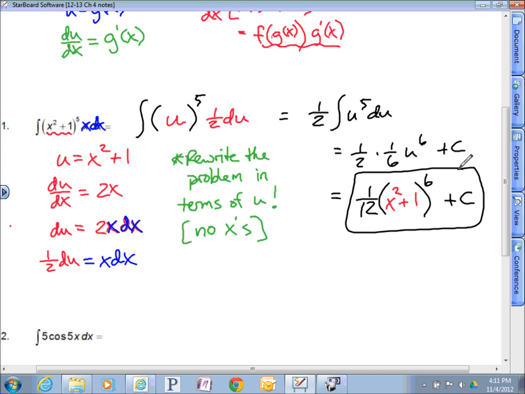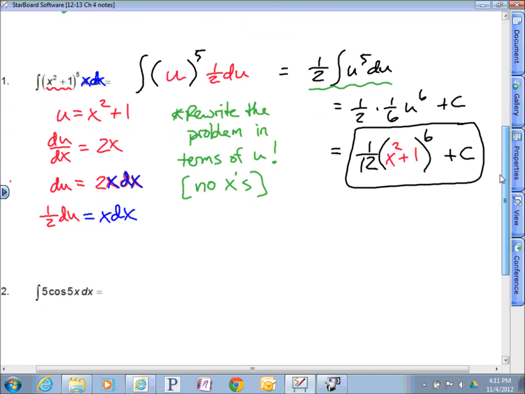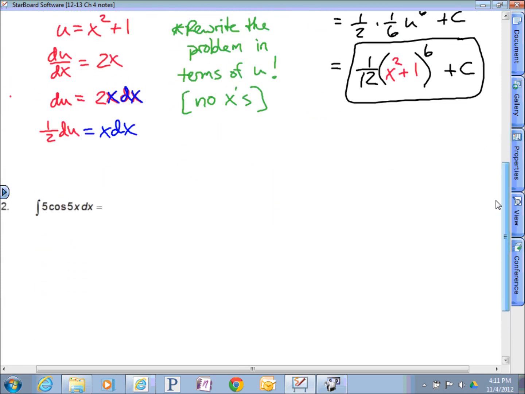The key is what's in green. Rewrite the problem so that you have all u's and no x's. And when you rewrite it, you'll have a nice new problem over here, hopefully, that we can integrate. Okay, let's look at problem number 2. Problem number 2. Well, let's see.